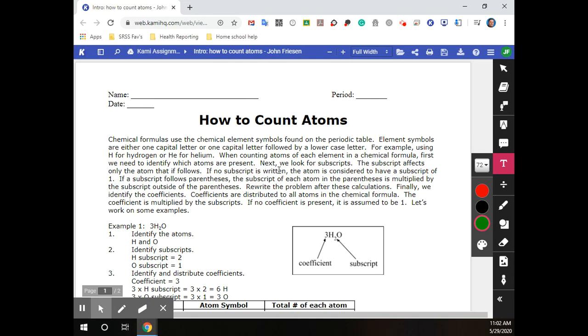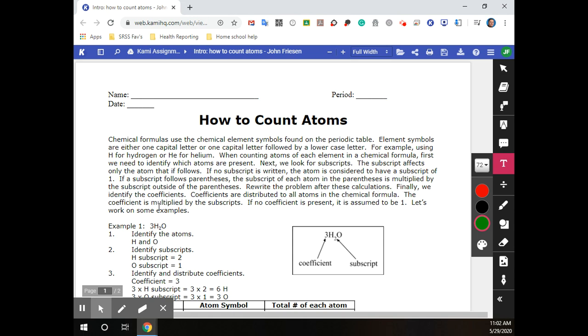If no subscript is written, the atom is considered to have a subscript of 1. You can always assume if there's nothing written that it's a 1. If a subscript follows parentheses or brackets, the subscript of each atom in the parentheses is multiplied by the subscript outside of the parentheses. I'll go through an example of that in a minute. Rewrite the problem after these calculations.